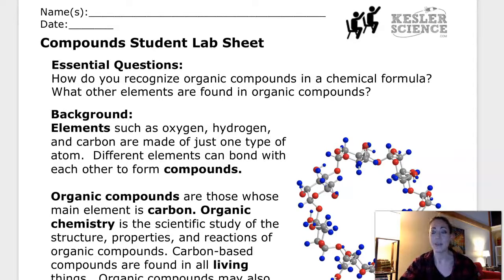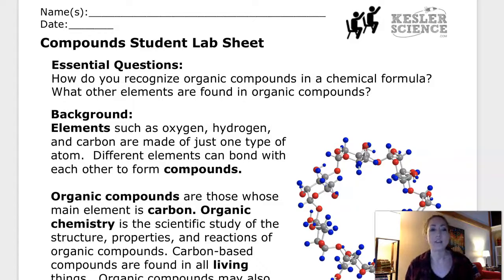So this lab, the compounds lab, has to do with your pipe cleaners and your beads that were in your Ziploc bag of supplies that I sent home for you. So pause the video for a second, go get all those beads and pipe cleaners, and then come on back and we're going to get ready with this lab.